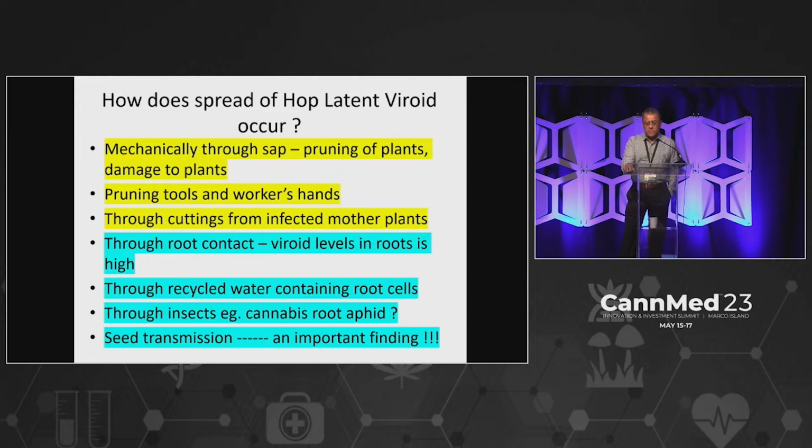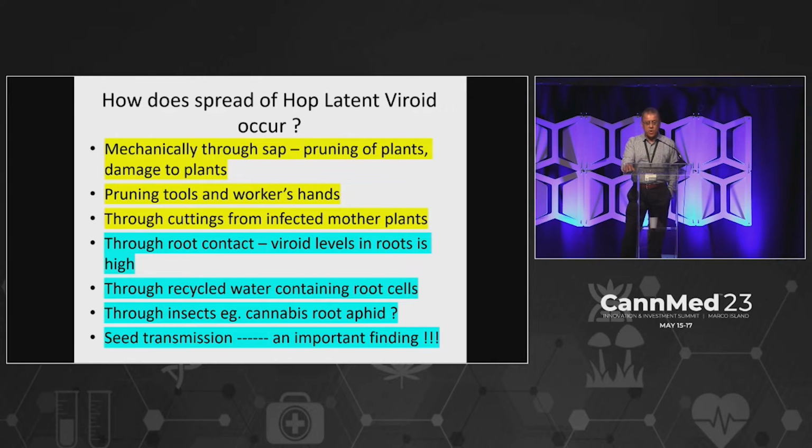So how does this viroid spread? Again, very similar to COVID. It spreads through contact, through handling of plants, through any tools or instruments that growers are going to be using to take care of their plants. It can also move through root contact, and I'll indicate how that happens.